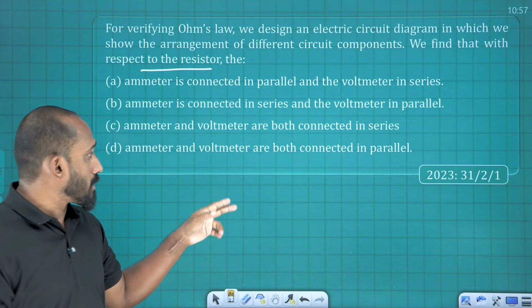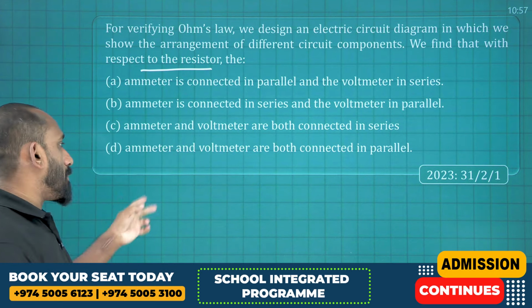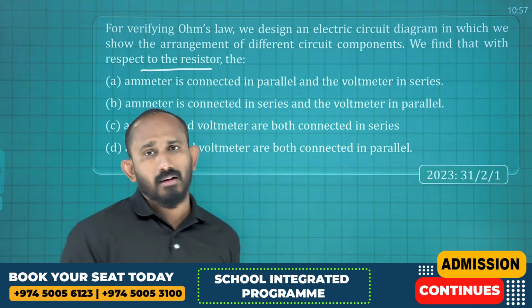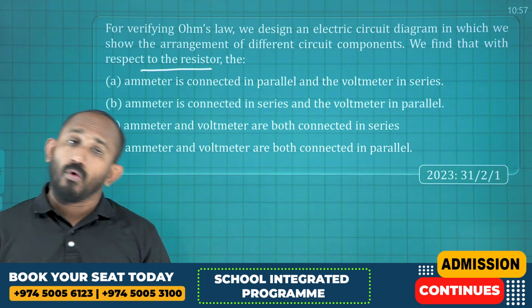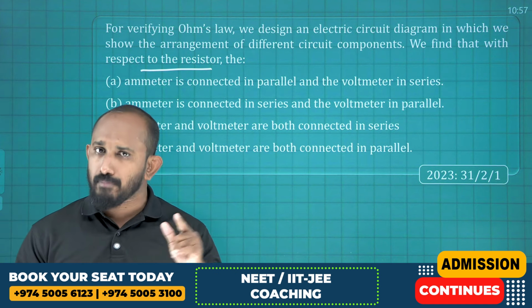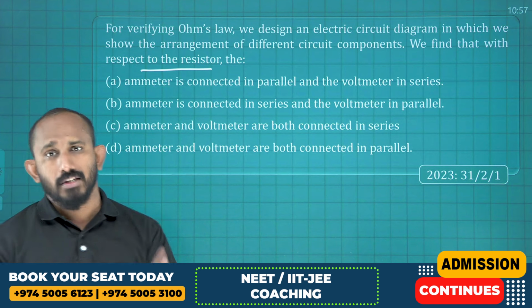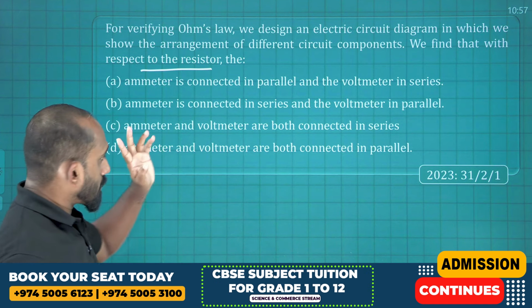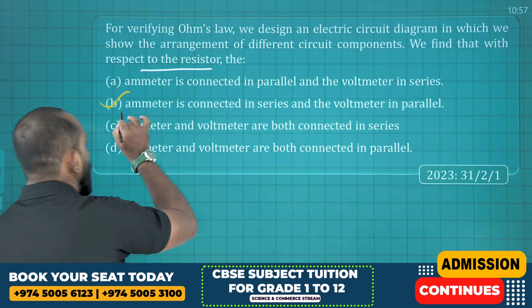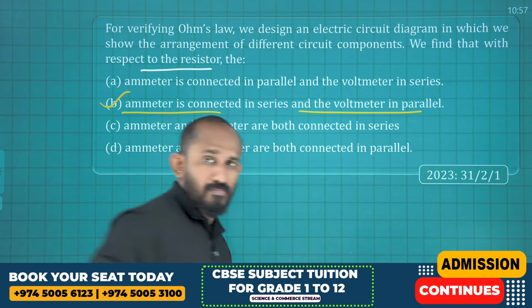C, ammeter and voltmeter are both connected in series. D, ammeter and voltmeter are both connected in parallel. You know, in Ohm's law circuit, the voltmeter should always be connected in parallel and the ammeter should be in series. So here, the ammeter is connected in series and the voltmeter is in parallel. B is the correct answer.